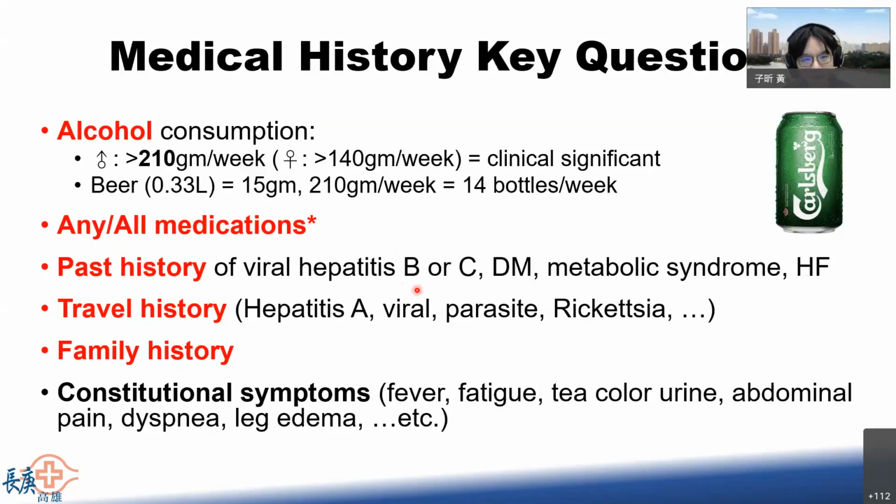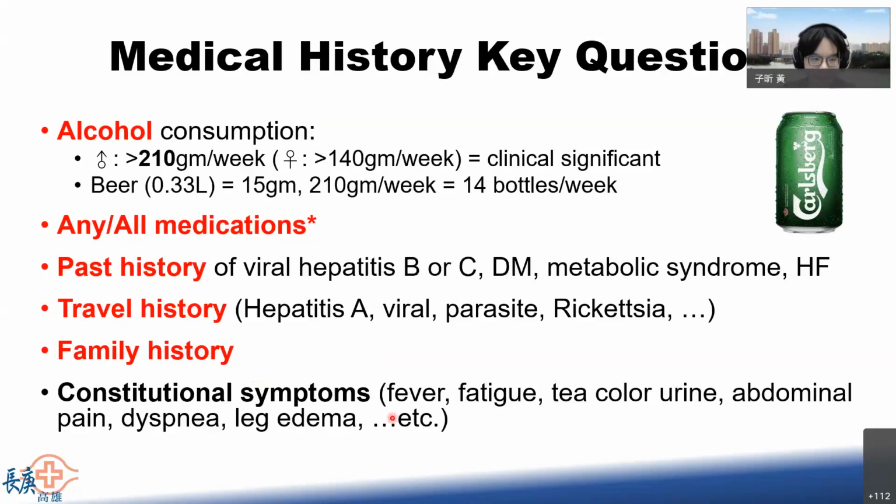There's also travel history. For example, there are diseases that are only more prevalent in endemic areas, and if there is really recent travel history, such as to areas where there is poor hygiene, then there may be hepatitis A or rickettsia, such diseases that need to be considered. And family history is kind of like past history, because we all know that viral hepatitis B may be perinatally transmitted from mother to child.